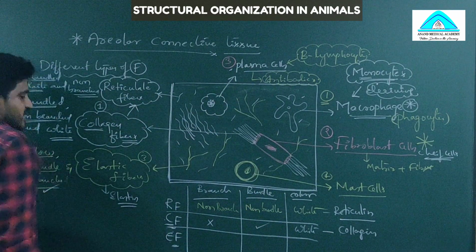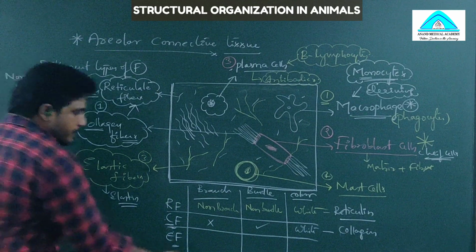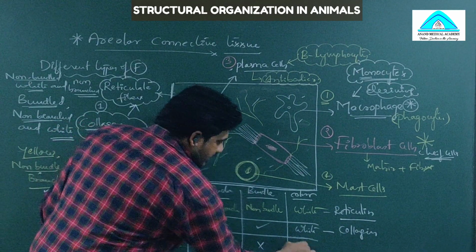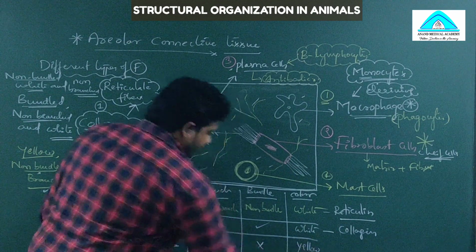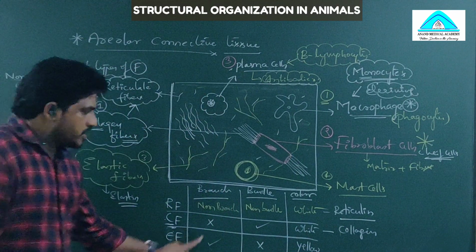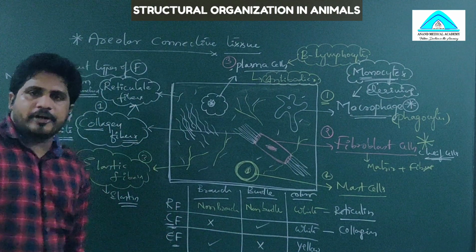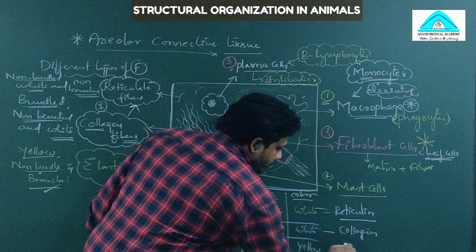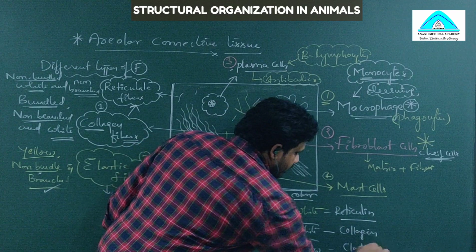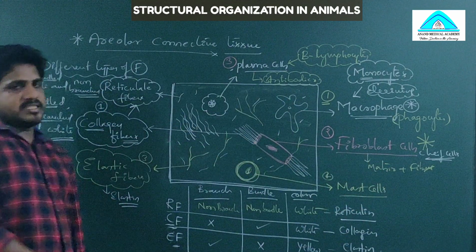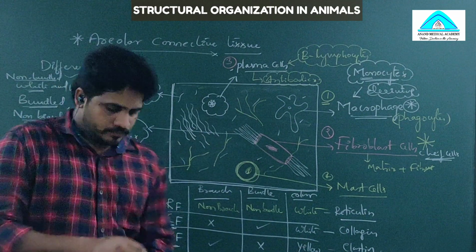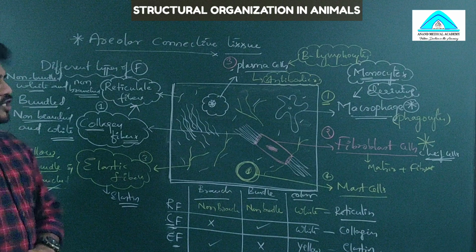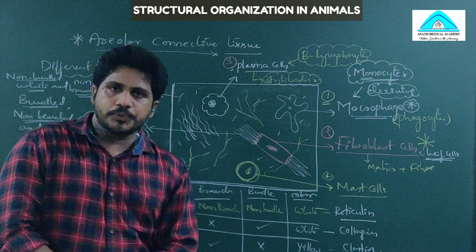The last type of fibers, let me define. They are called elastic fibers or yellow fibers. They are branched? Yes. They are bundled? No. The color is yellow. So you can easily define now. Branched, non-bundled yellow color fibers existing in the areolar connective tissue with the help of a protein called elastin are considered elastic fibers. Clear? Now, this is the entire composition of the areolar connective tissue.